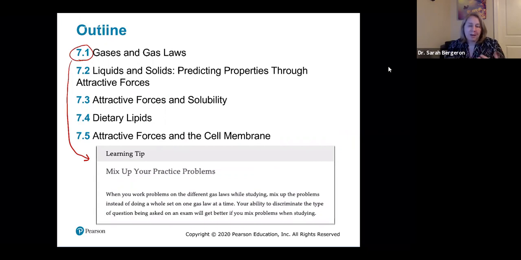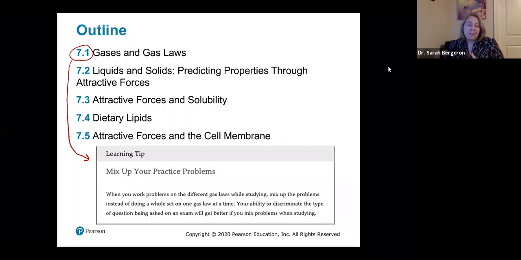And then we'll go on to the other states of matter, liquids and solids, and how they behave is all based on how they're attracted to one another. And so we'll go through that. And then we'll talk about how that attraction affects solubility, because a lot of things are soluble inside of our body, and how they're soluble is really important for how all those molecules interact. Then we'll talk about lipids, dietary lipids, and how they work. And then we'll talk about attractive forces in terms of the cell membrane.